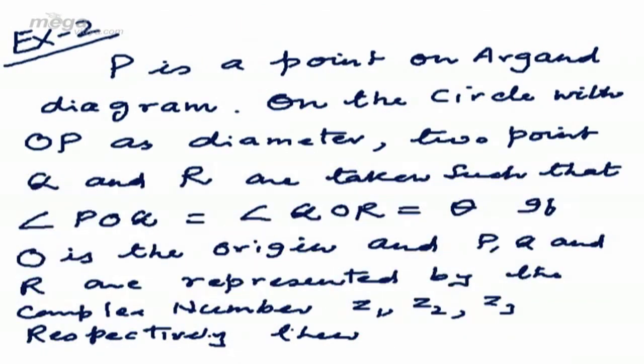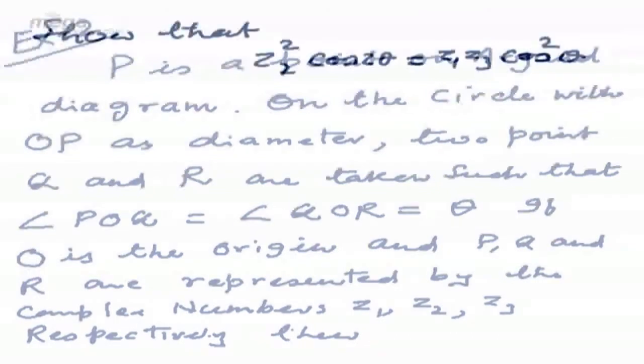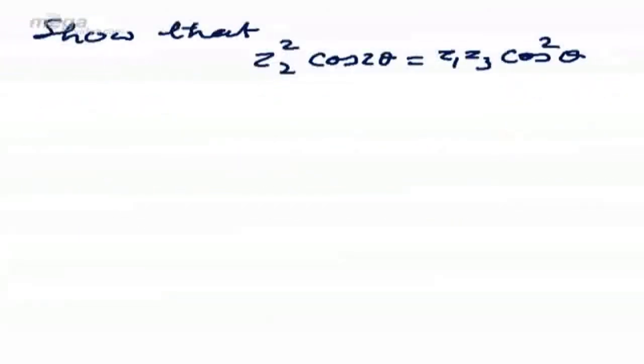Let us come to example 2. P is a point on the Argand diagram. On the circle with OP as a diameter, 2 points Q and R are taken such that angle POQ is equal to angle QOR is equal to theta. If O is the origin and P, Q and R are represented by the complex numbers Z1, Z2, Z3 respectively, then show that Z2 square cos 2 theta is equal to Z1 Z3 cos square theta.